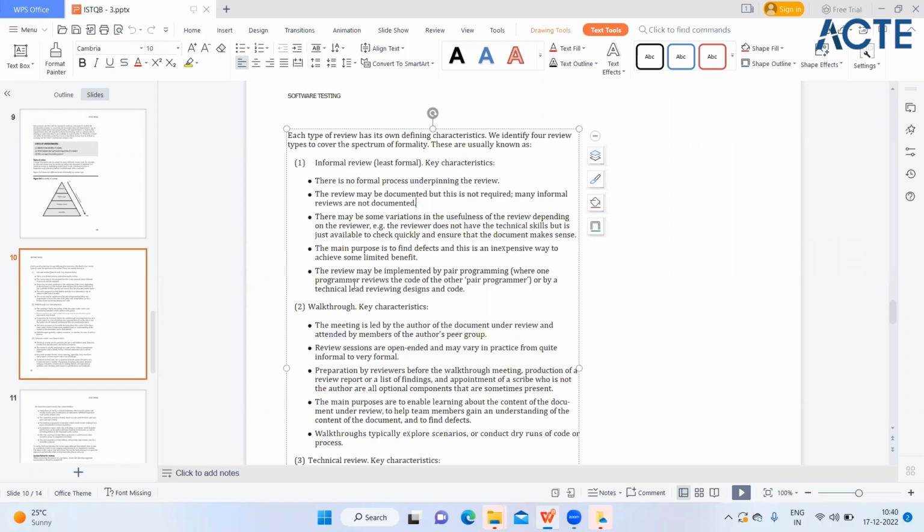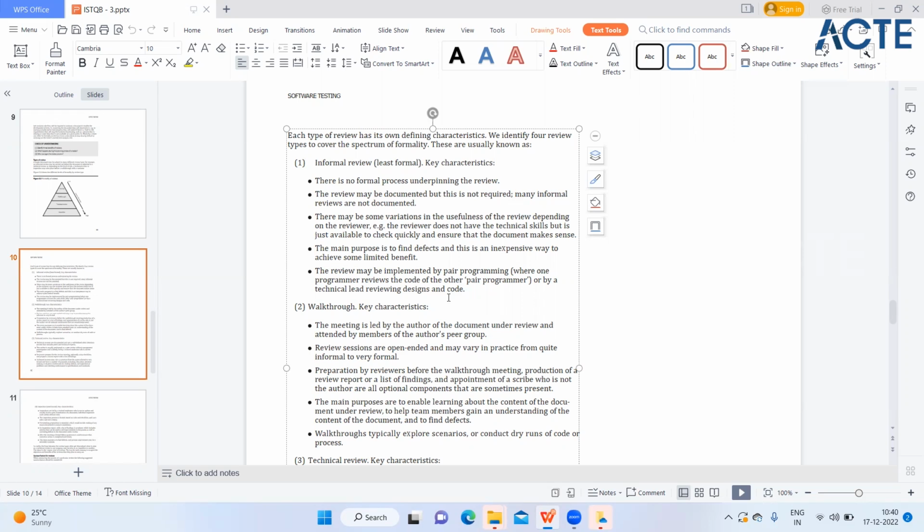The review may be implemented by pair programming, where one programmer reviews the code of the other pair programmer, or by a technical lead reviewing designs and code. So what we are doing, actually, we are not checking the requirement documents, or doing any kind of meeting here. After developing the code, they are just reviewed by a peer. And maybe if we have less time, two or three developers will just develop the code, and the technical lead will just review the code and proceed ahead. So this is a kind of informal review.